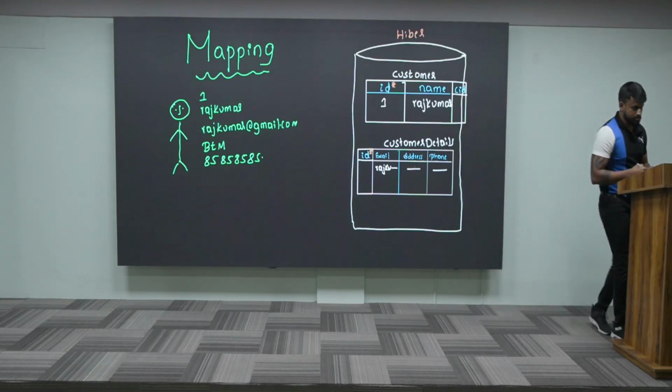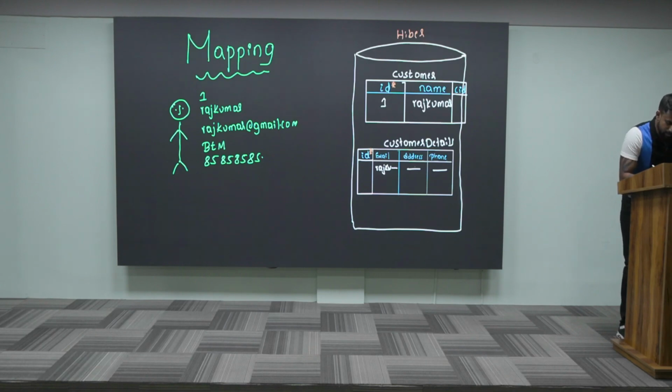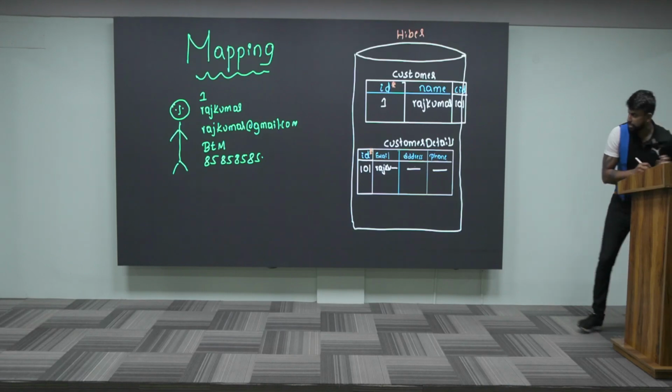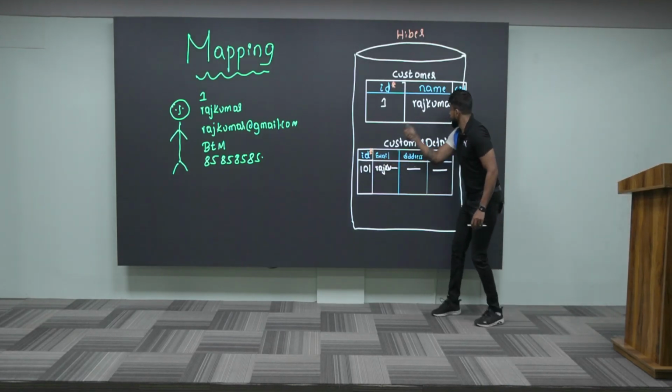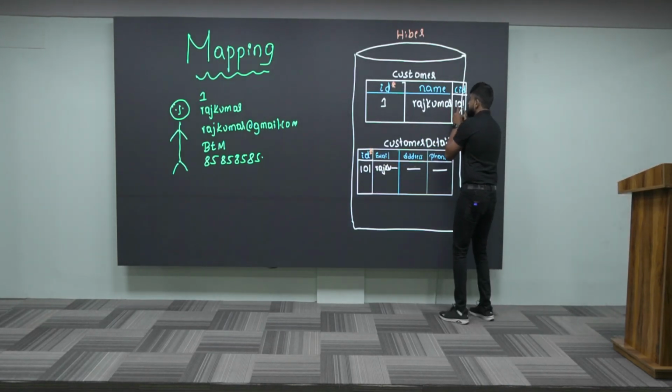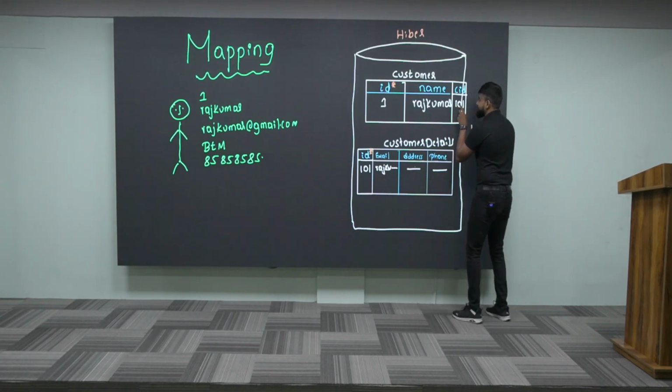What I will do is, in this CID, I will put some value. What is the value? 101. Whatever the ID is there, 101, I will give it here. Using this 101, I can relate this table with this row, which is nothing but this table.